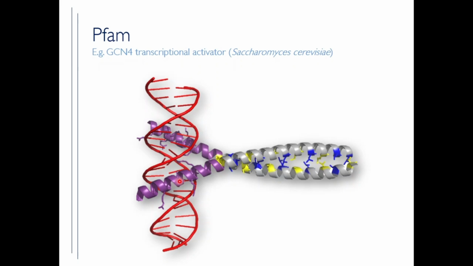You can see it's binding to the major groove of DNA. And up here in grey is the transcriptional activation domain, which will then interact with other proteins to recruit them to the DNA duplex at this particular region. And it will then eventually allow DNA to become more accessible for RNA polymerase.